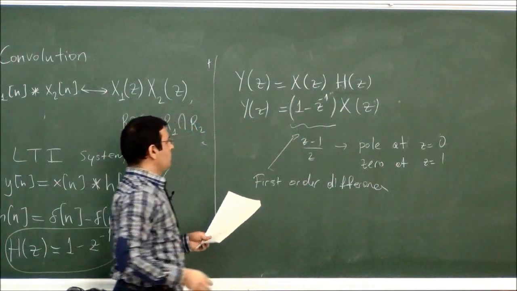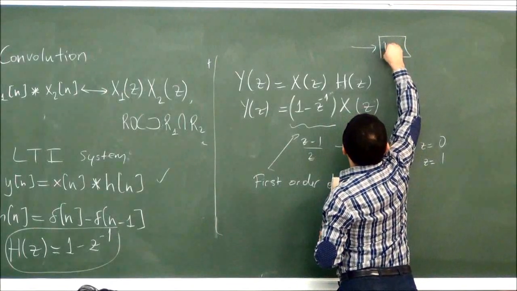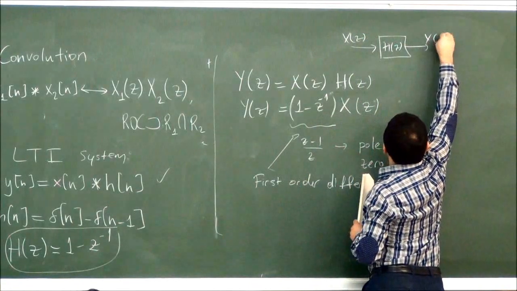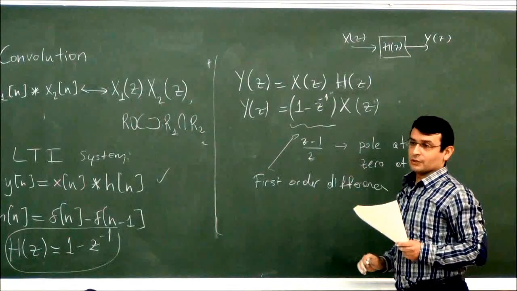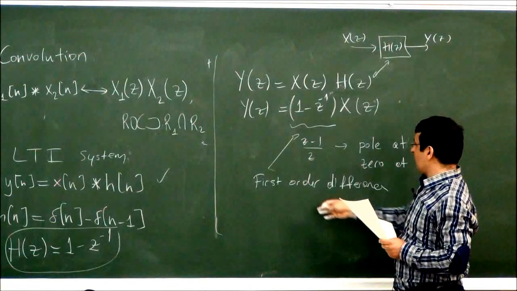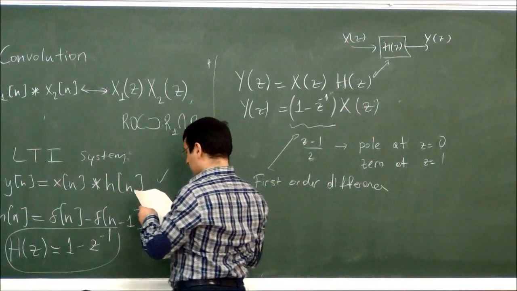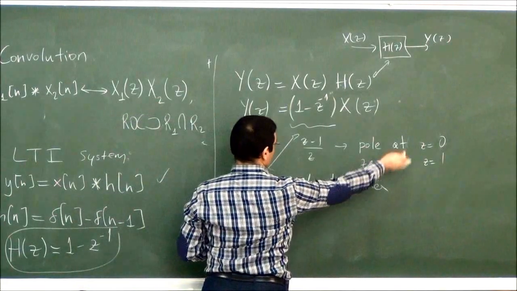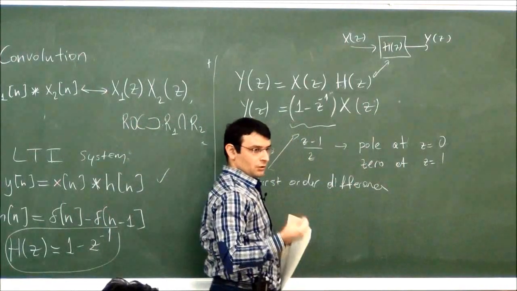So with this system, H of z, you are differentiating the input signal with this filter. Okay, this is the system response. With this system, you're taking the first order difference of the input signal. So this is also a differentiation property. As you see, the region of convergence is changing in this way. You're adding a pole at the origin and adding a 0 at z equal to 1.